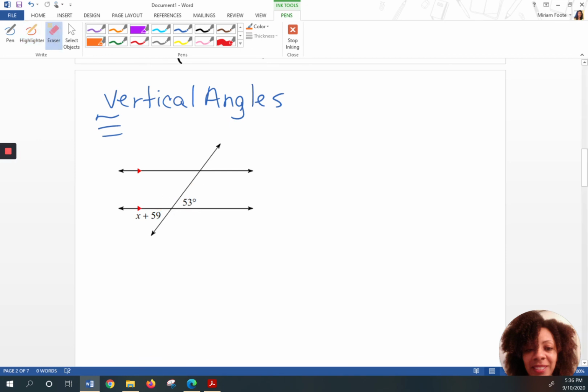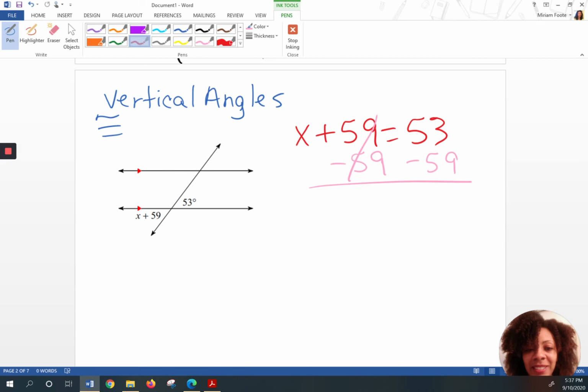All right, on this vertical angle, I am going to set them equal to each other because if I ever see congruent, that's how I'm going to set up my equation. I like the variable on the left-hand side. You don't have to do that if you don't want to. They're the same measure once I solve for x, so I just need to solve for x. So I am going to end up subtracting 59 on both sides, and x is going to be a negative number, negative 6, because I have 53 minus 59.